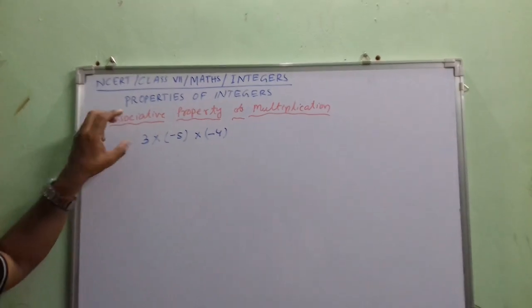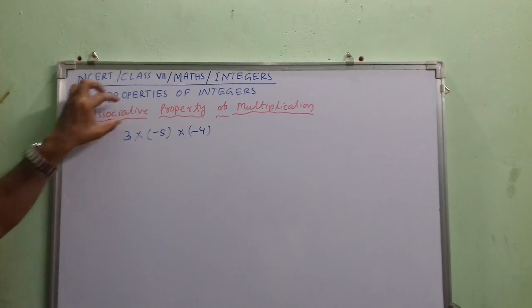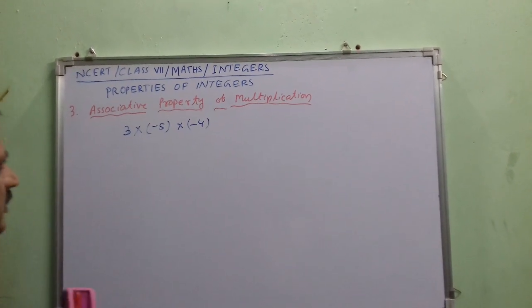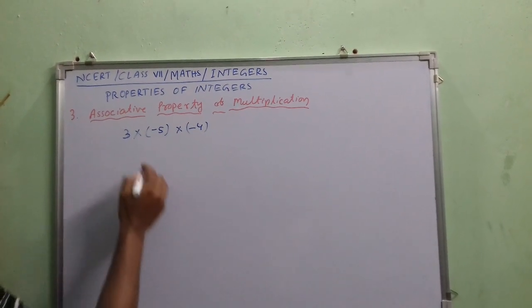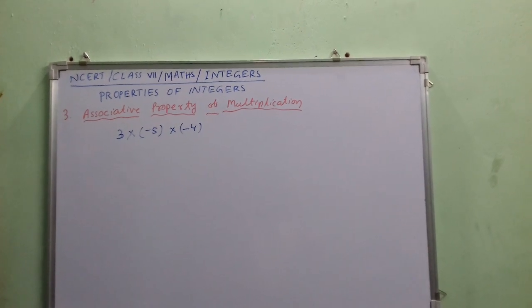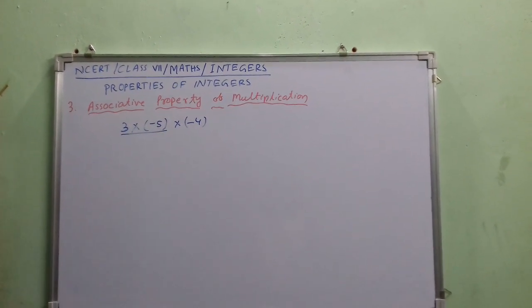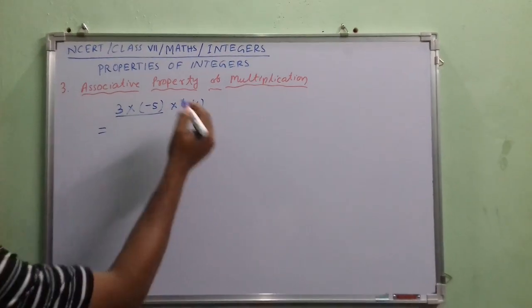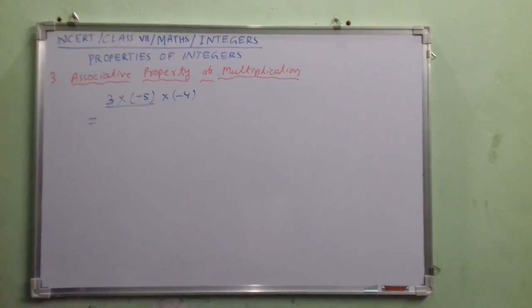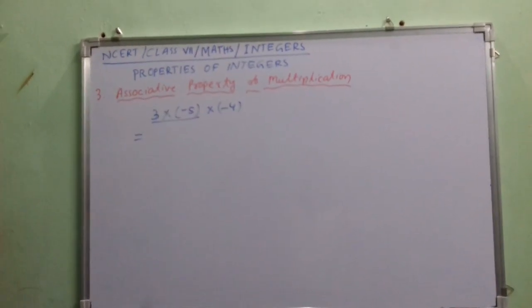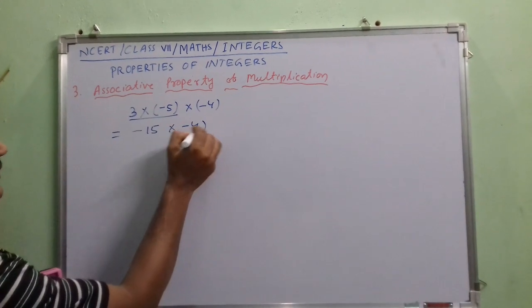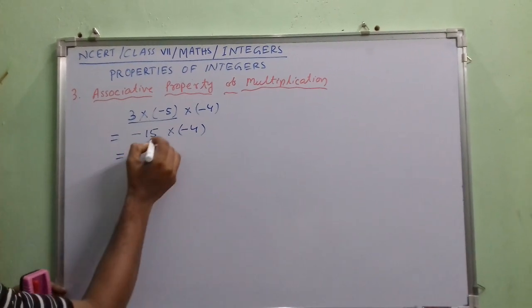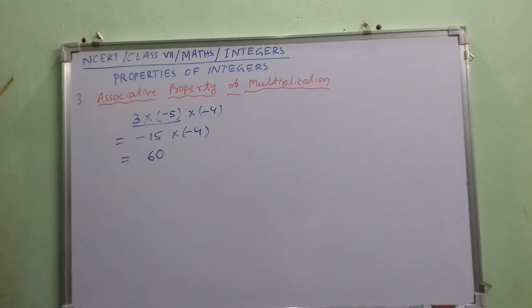Now let us consider the third property, that is the associative property of multiplication. Let's take one example, 3 into minus 5 into minus 4. Now we are given three numbers. Let's multiply the first two, then multiply the result with the third one. 3 into minus 5 is minus 15, and minus 15 into minus 4 is 60.